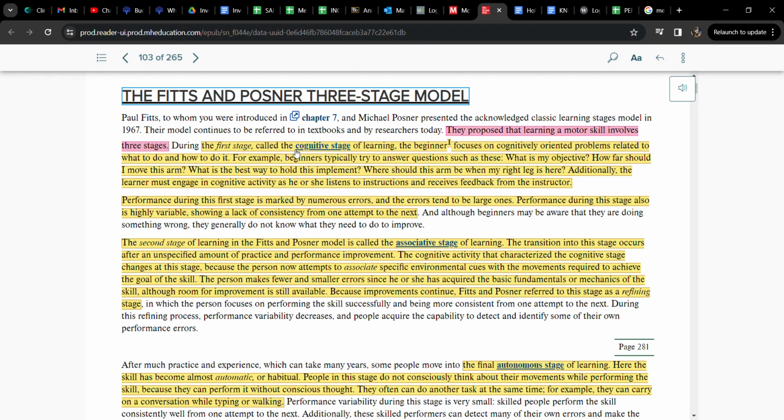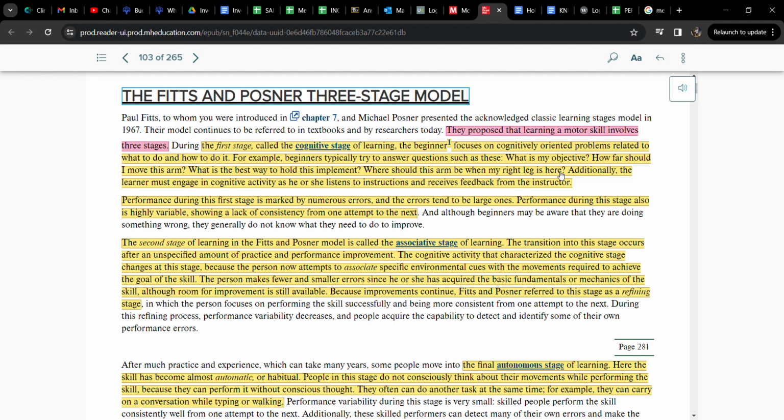The first stage is the cognitive stage. This is when the beginner focuses on cognitively oriented problems related to what to do and how to do it. So, what's your objective? How far should I move this arm? What's the best way to hold this implement or hold this object? Where should this arm be when my right leg is here? You're trying to problem solve your way through the skill initially, so there's lots of errors.